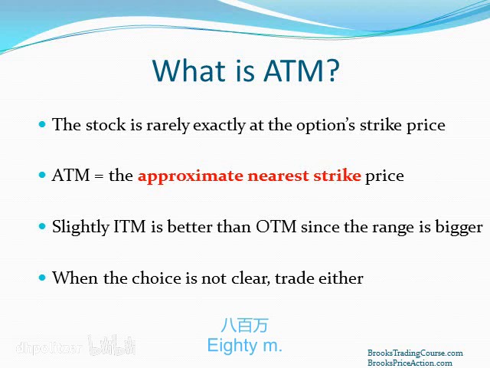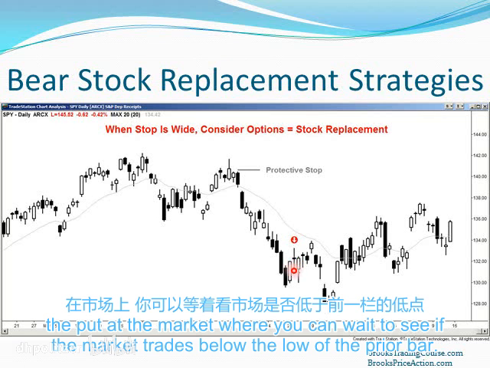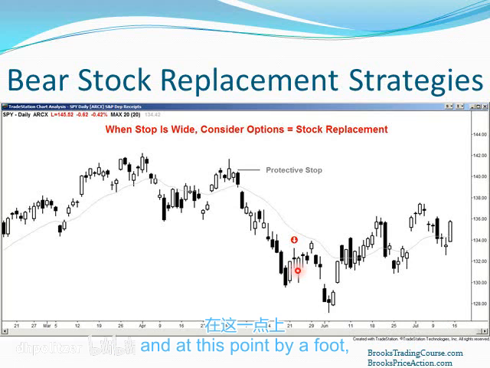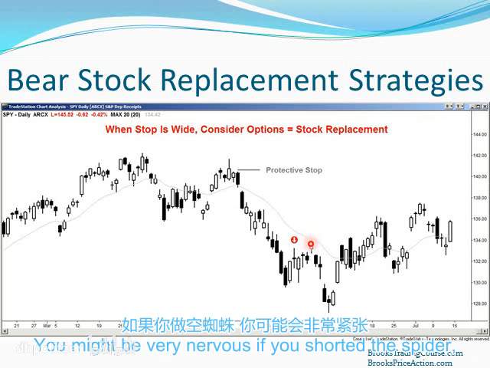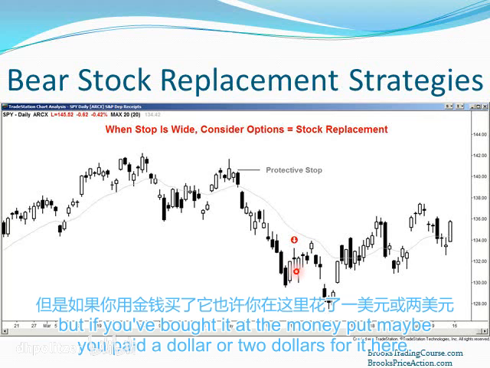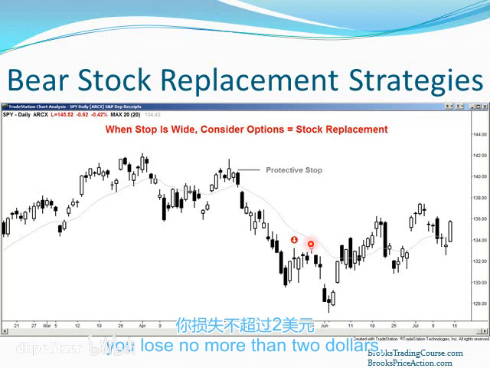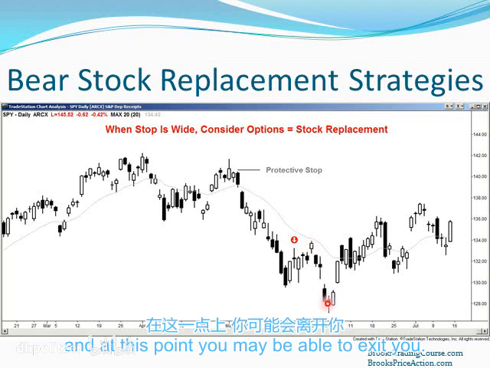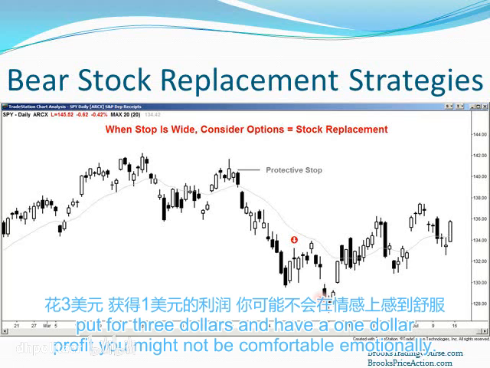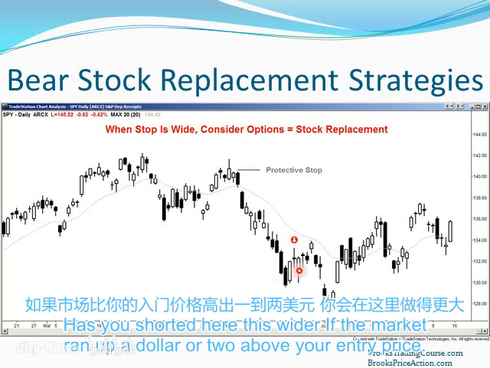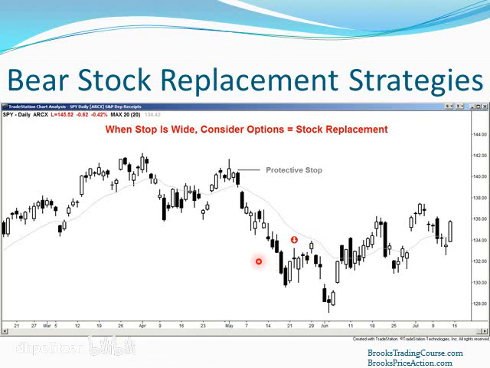Okay, what exactly is at the money, ATM? The stock is rarely exactly at the option strike price. For example, let's say you can wait to see if the market trades below the low of the prior bar, and at this point buy a put. If you buy a put here and the market goes up here, that's $2 on the Spider. You might be very nervous if you shorted the Spider, but if you bought an at the money put, maybe you paid $2 for it here. At this point, it might be down to $1, but your risk is still $2. Even if the put goes to zero, you lose no more than $2, and it allows you to hold on. And at this point, you might be able to exit your put for $3 and have a $1 profit. You might not be comfortable emotionally had you shorted the Spider here, if the market ran up $1 or $2 above your entry price, but the put is a good alternative to that.